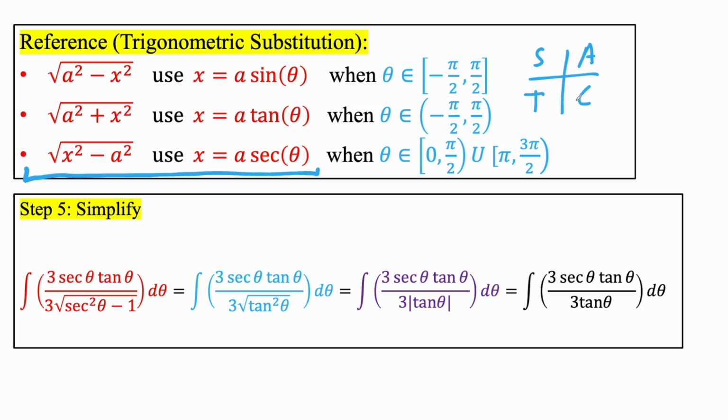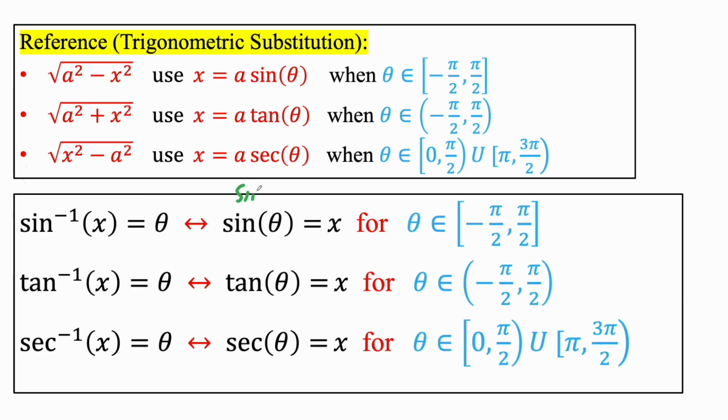And this quadrant, only cosine is positive. But in our case, 0 to pi over 2, everything is positive, so positive. And pi to 3 pi over 2, tan is also positive. And that's why we can remove the absolute value symbol. So let's say sine pi over 2. Sine pi over 2 is equal to 1. It fits this interval. Likewise, arc sine of 1 is equal to pi over 2.